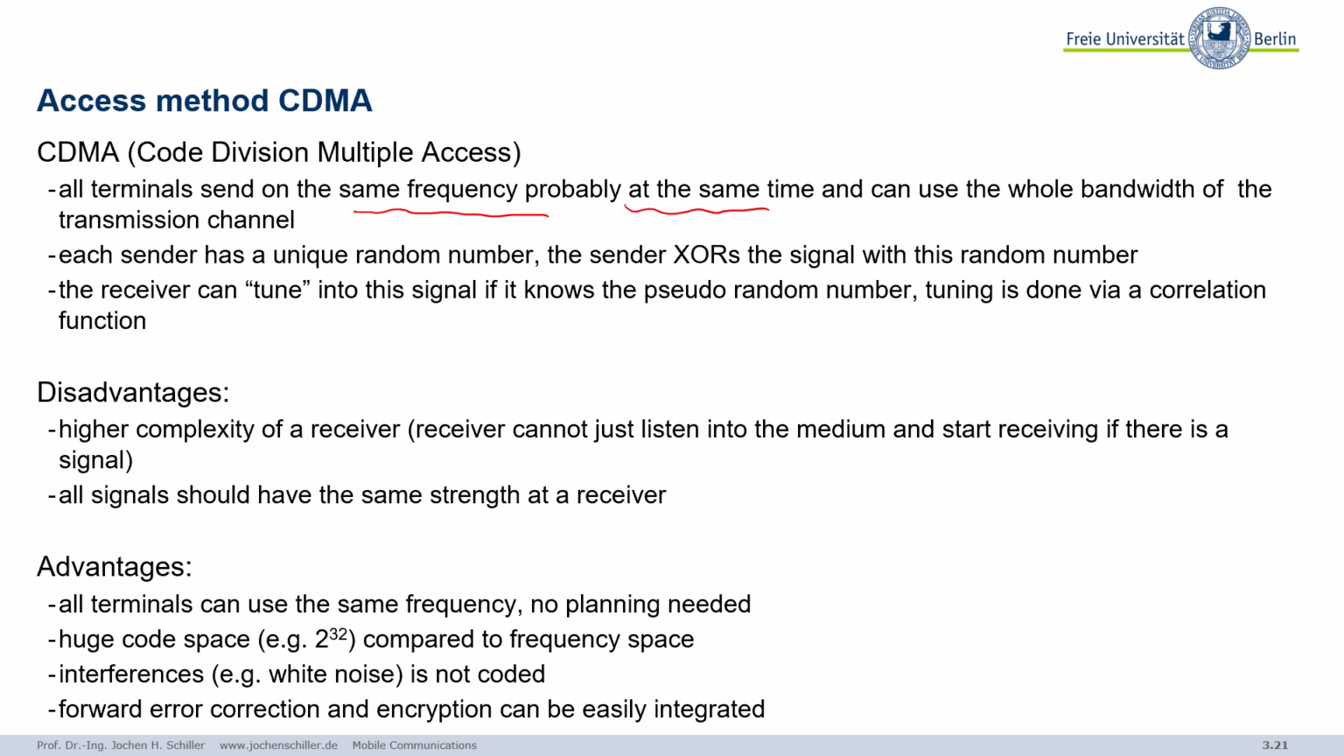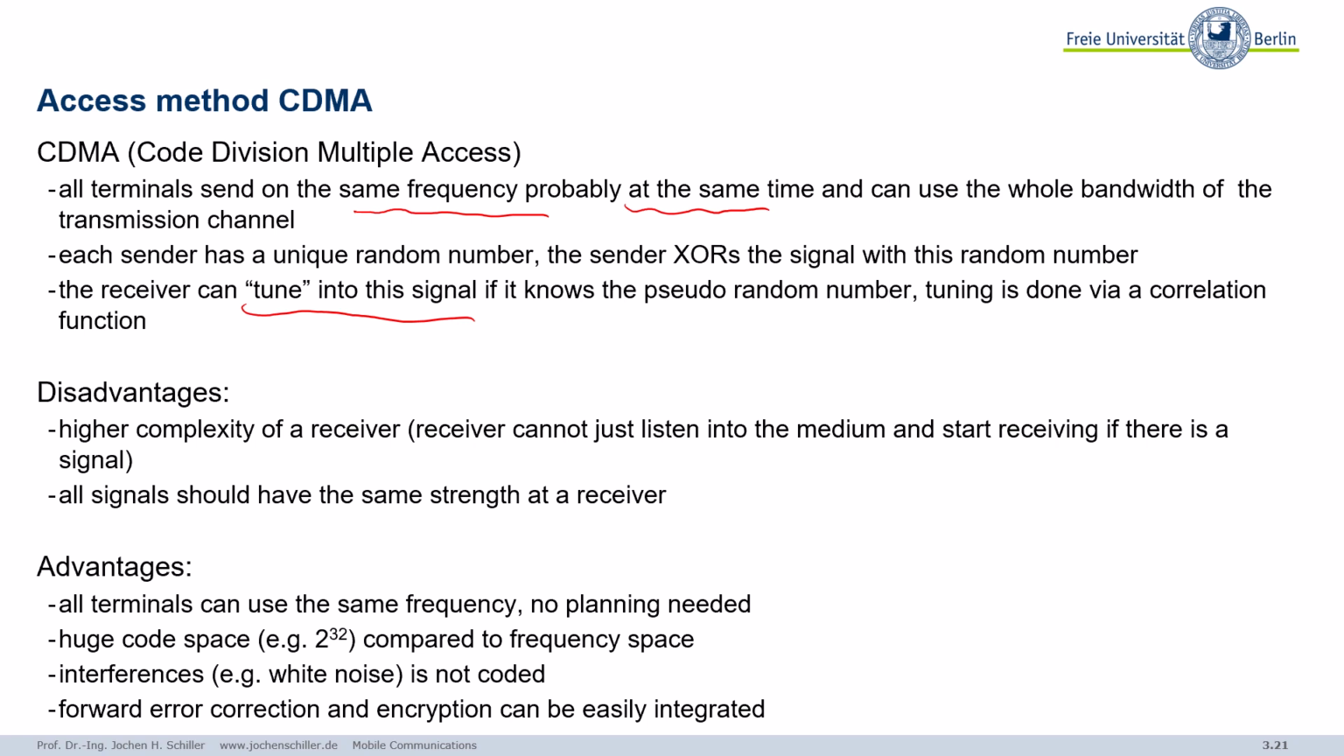The basic idea is you have a kind of uniqueness, for example, a unique random number, and the sender XORs its signal with this random number. I will give some more details on this randomness later on. Then the receiver can tune into the signal if the receiver knows the random number and the pseudo-random number sequence you generate based on it. How this is done is called correlation. I will not go into the details, but briefly explain how it works.